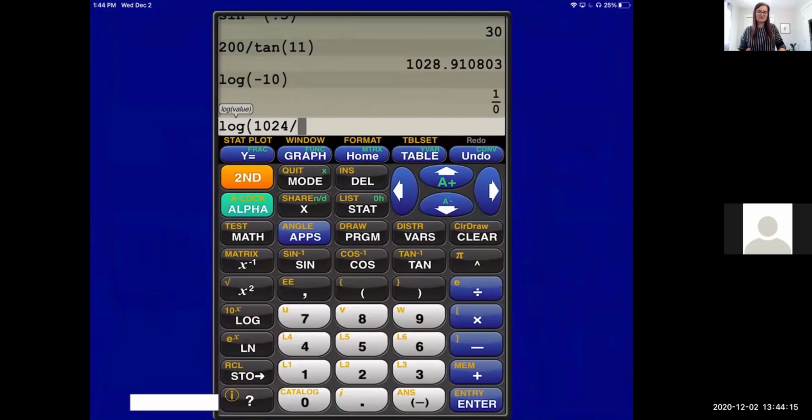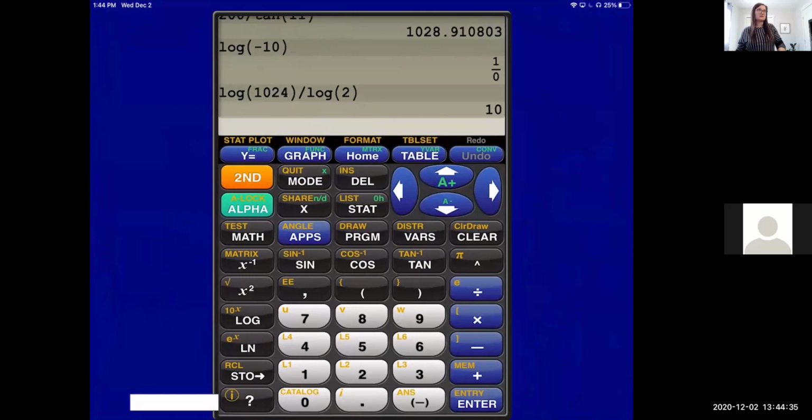Divide by, if I do that, a lot of people make this mistake. And then now that second log is actually in the bracket. I don't want it to be in the bracket. I want to close the bracket and then divide by the log of 2.